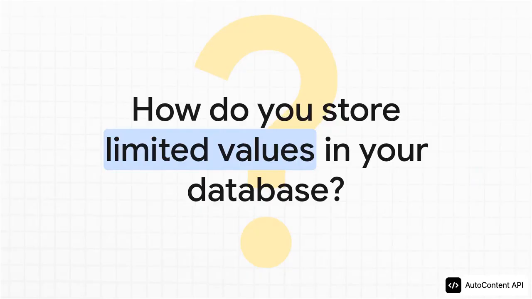So picture this, you've got a limited set of options for something in your app, right? Could be the status of an order, a user's role, whatever. You need to stick it in your database. The way you choose to do this can either be a total lifesaver down the road, or it can come back to bite you hard. So what is the right way to do it in PostgreSQL?